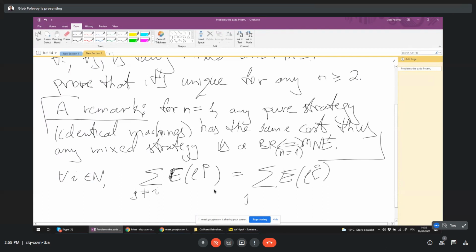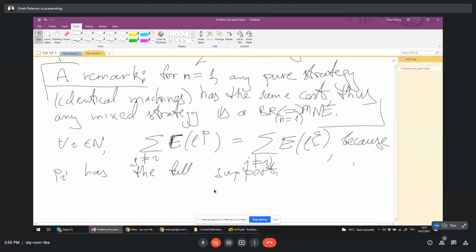Otherwise, the player would not have full support, because PI has full support. So there is a reason I want to mix all the strategies. It means that all of them have to have the same value.